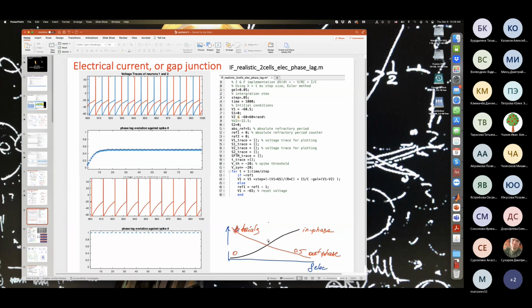So which means you have potential wells that basically have the same depth and the same width. At this point the network is truly bistable. And that's how you determine what the value of G-electric should be for your network, especially given that it depends also on an external current and other properties of the cell.